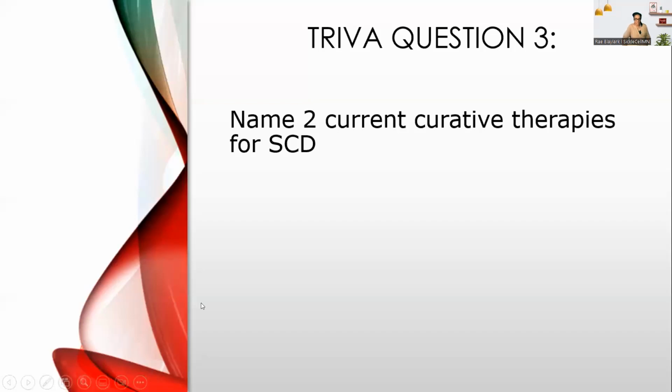Okay, trivia question number 3, drum roll, please. Name 2 current curative therapies for sickle cell disease. Oh, we heard some today from Maya. Okay. Name 2 current curative therapies for sickle cell disease. Come on, type it in the chat. The first one to get it. Let's get it.